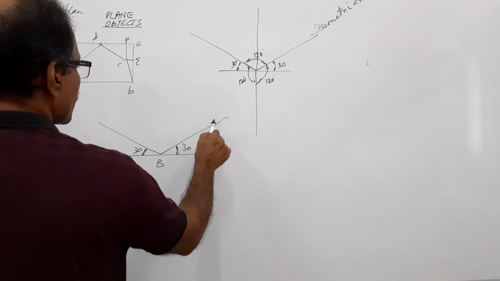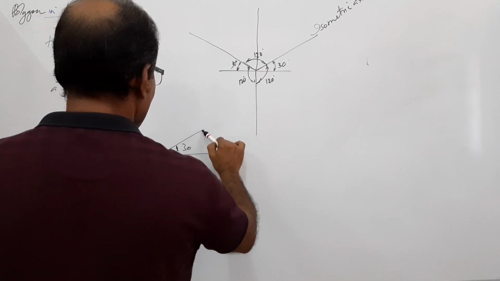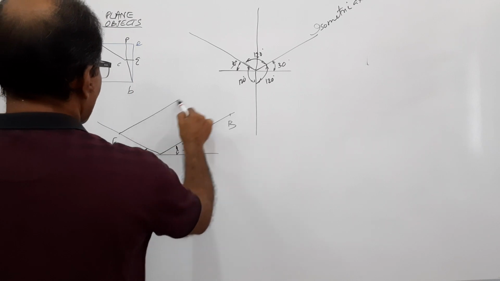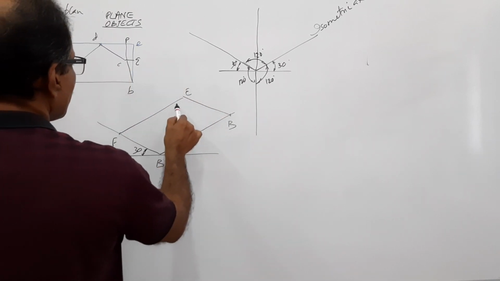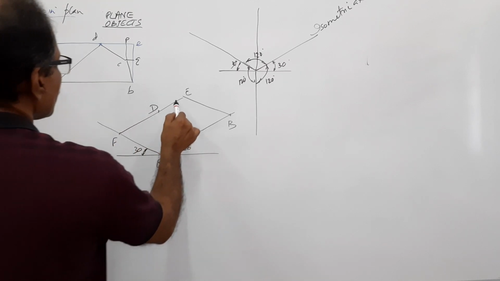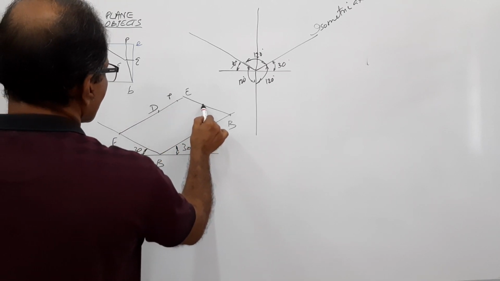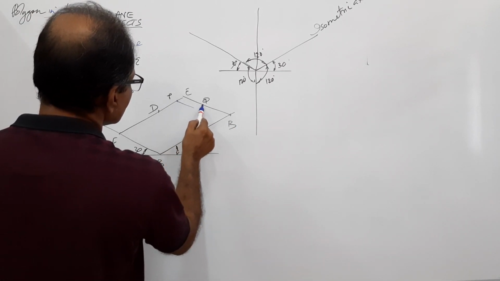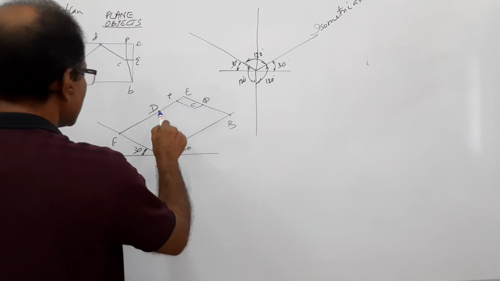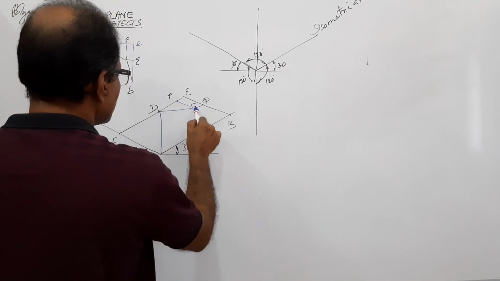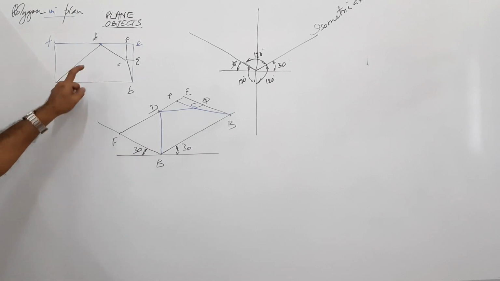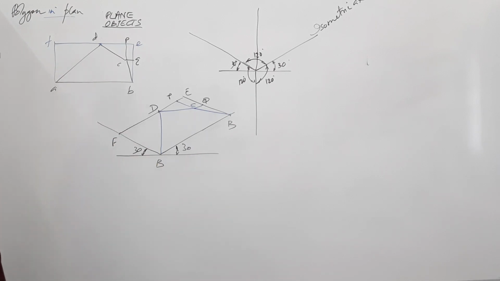A, B, F, E, A, B, E, F, D, P, Q. Draw parallel lines. C. Connect them. ABCD. ABCD is the iso-view of this polygon seen in the plan.